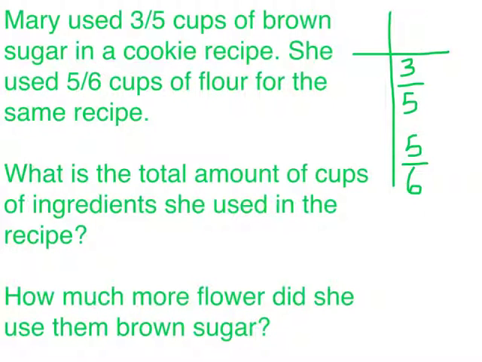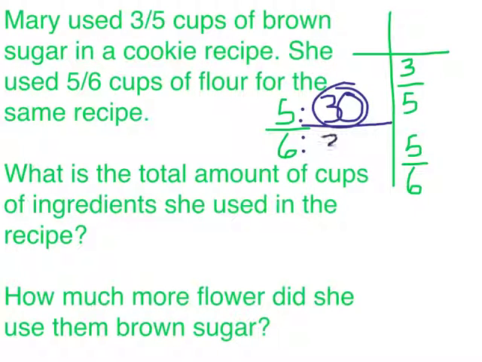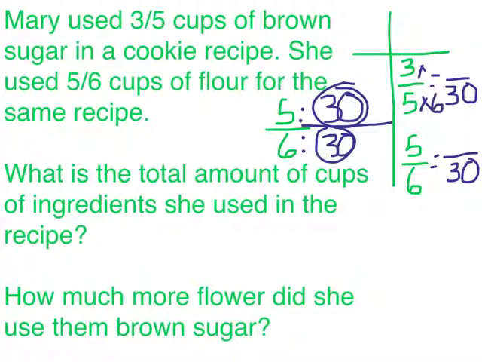Can I add these fractions as they are? No. First I need to find the least common denominator. What's the least common denominator for 5 and 6? The least common denominator for 5 and 6 is 30. So I need to change each fraction so that it's over 30. When I change 3/5 so that the denominator is 30, what's the new numerator? Well, 5 times 6 is 30, and 3 times 6 is 18. So 3 over 5 is the same as 18 over 30.